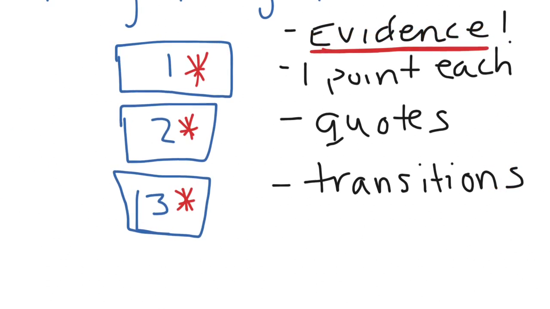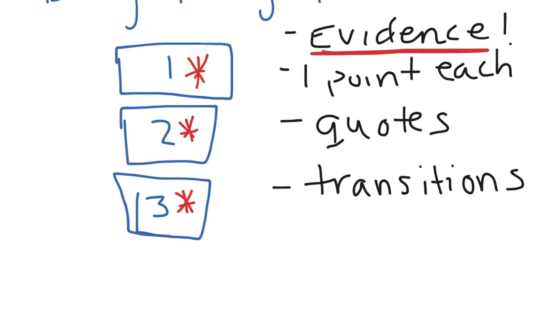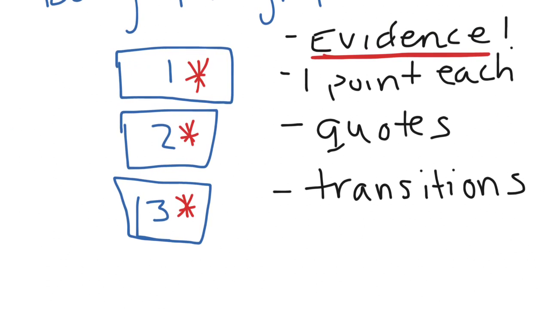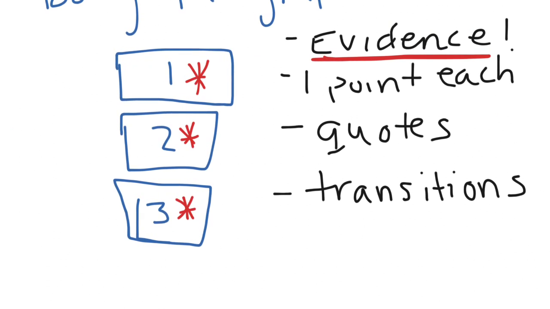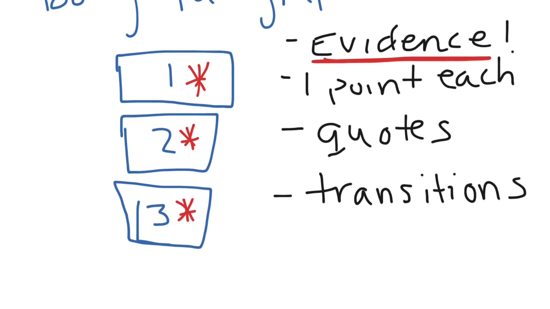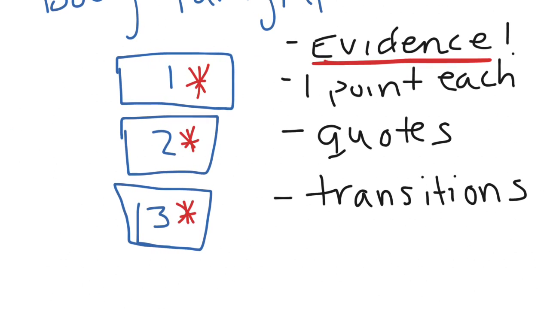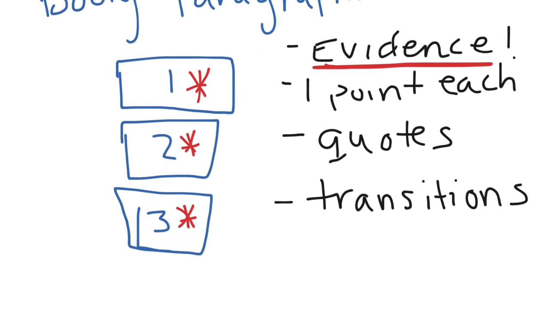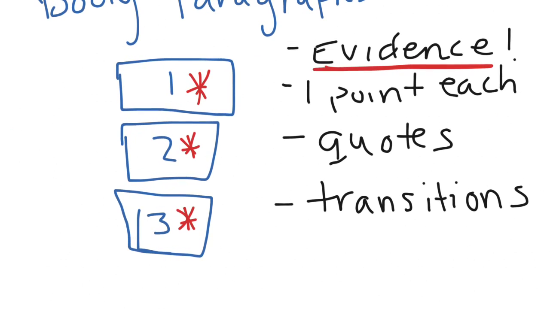Okay, so now on to the body paragraphs. The body paragraphs are those paragraphs that contain the evidence to support your thesis statement. Body paragraphs have direct quotes or some form of summarizing or paraphrasing that supports your thesis statement. Each body paragraph should focus on one point of your argument.